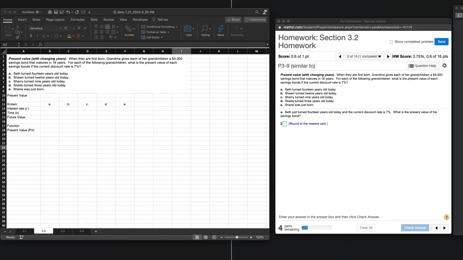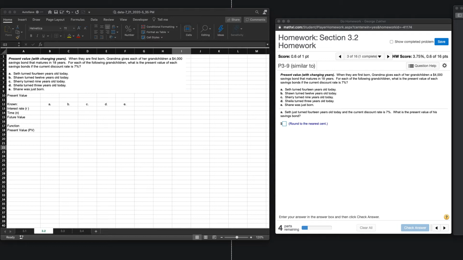Everyone, welcome to Present Value and Discounting, section 3.2. Here we know the future value of the savings bond. It matures in 18 years, and we need to figure out what the present value is for each grandchild. We've been given a discount rate of 7%.